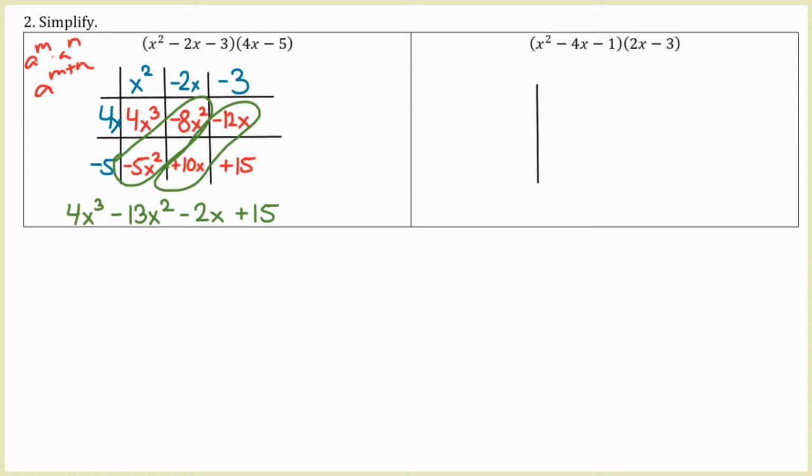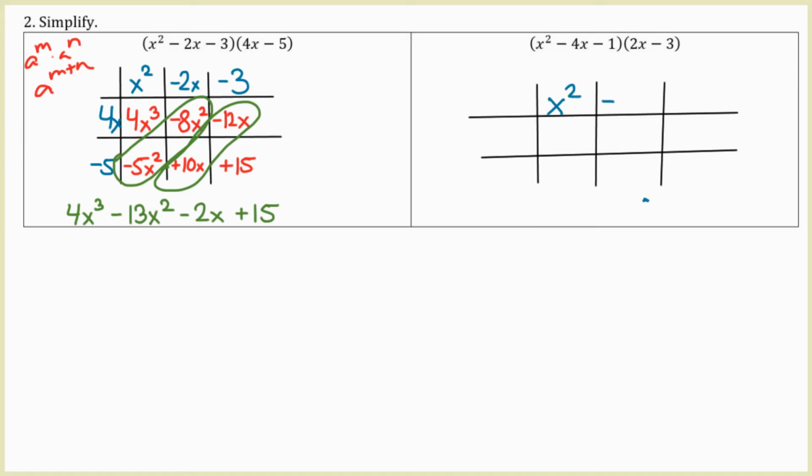Go ahead and make your tic-tac-toe grid. The top is going to be x squared minus 4x minus 1. And the side's going to be 2x minus 1. Let's go ahead and multiply.